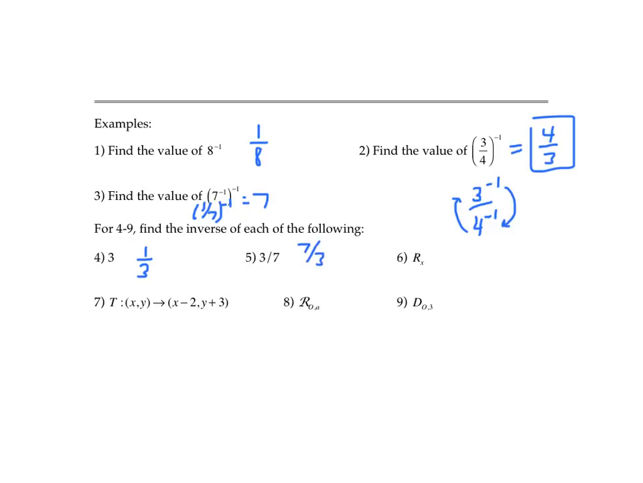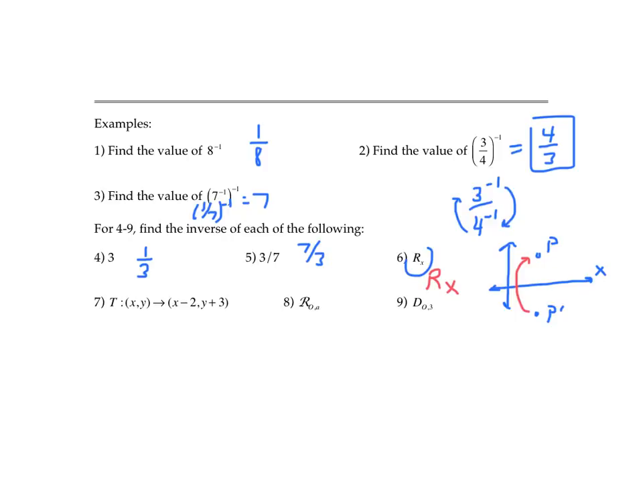For number 6, now we're switching gears. We're going to talk about the inverses of transformations. Imagine if we had a little graph, and we had this point P up here in quadrant 1, and our transformation says that we have to reflect it in the x-axis. That would put P prime down here in the 4th quadrant. So the inverse would be whatever it takes to get us back to that starting point of P. Well, the inverse of the reflection in the x-axis would simply be a reflection in the x-axis again.